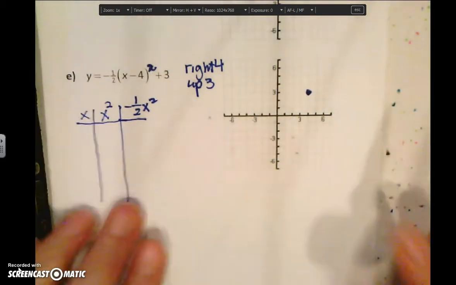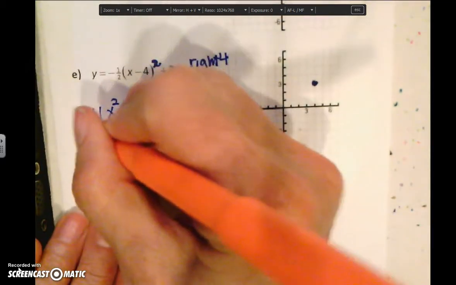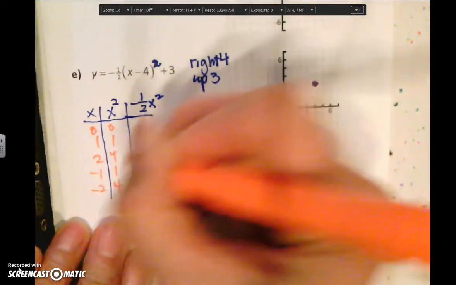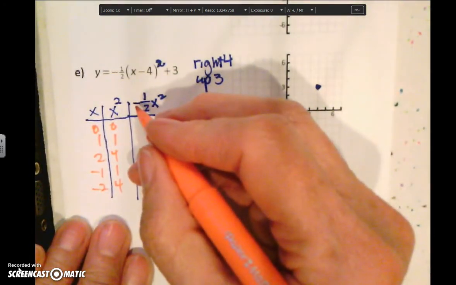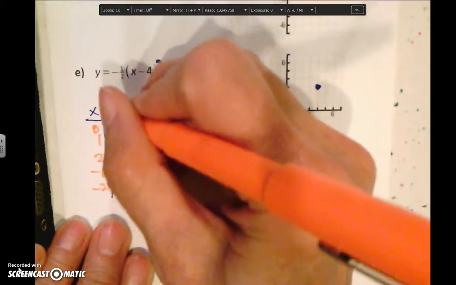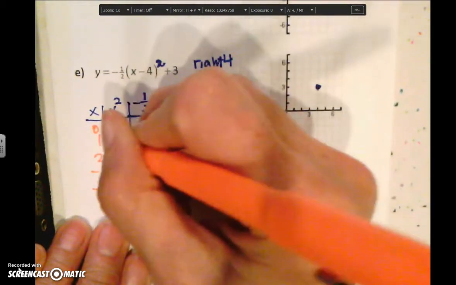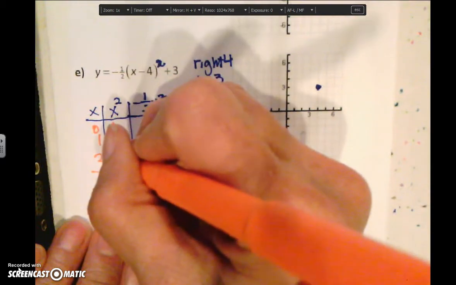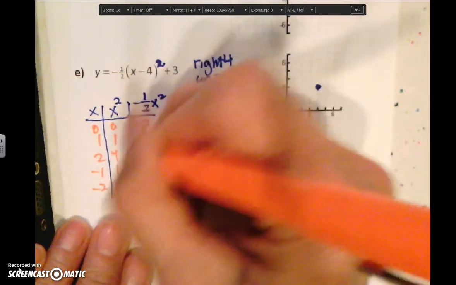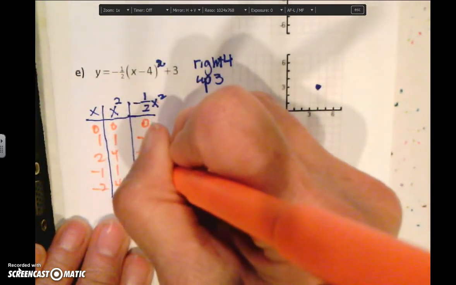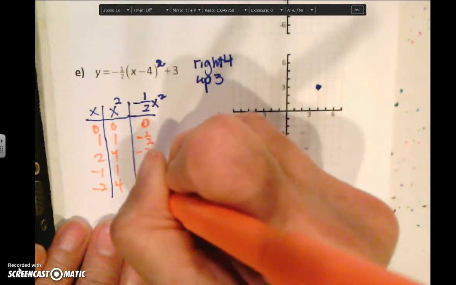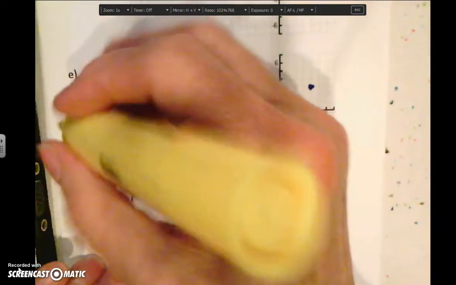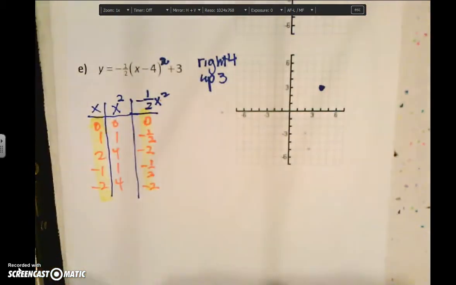Then let's fill in our values over here. So again, 0, 0, 1, 1, 2, 4, negative 1, 1, negative 2, 4. And then we're going to multiply the y value by negative 1/2. So that's 0, negative 1/2 times 1 is negative 1/2, negative 1/2 times 4 is negative 2, and again, negative 2.